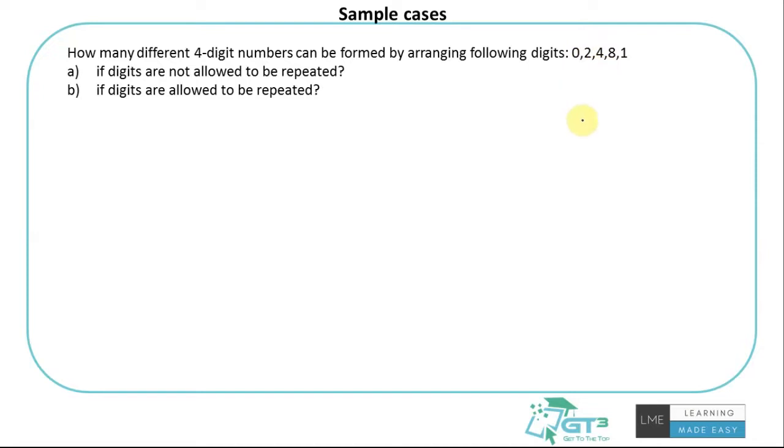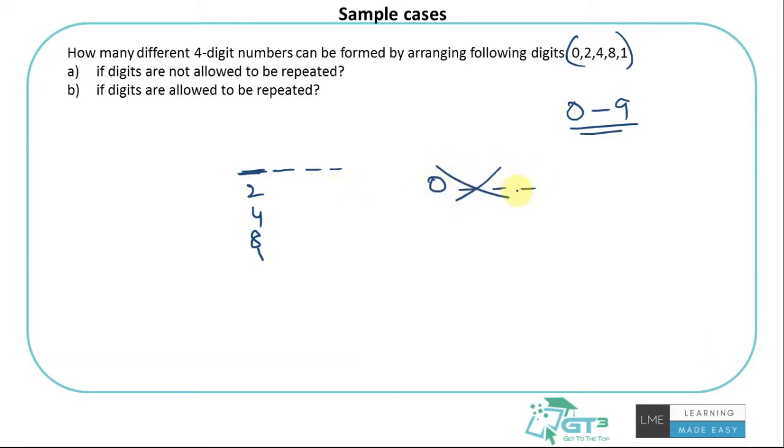Now I am not allowing you to use everything between 0 to 9. I am only restricting you to use these 5 digits. And I need to make a 4-digit number. So how many options do I have for the first blank? 2, 4, 8, 1. I cannot use 0 for my first blank, right, because if I use 0 for my first blank, whatever I put in my rest of the 3 blanks, it will not be a 4-digit number. It will be a 3-digit number.